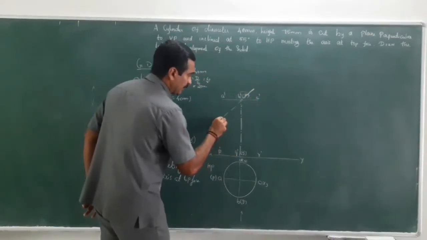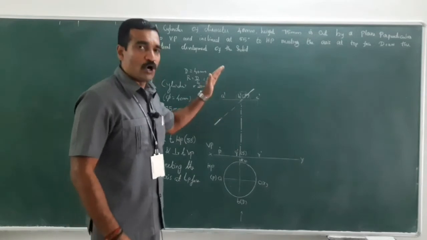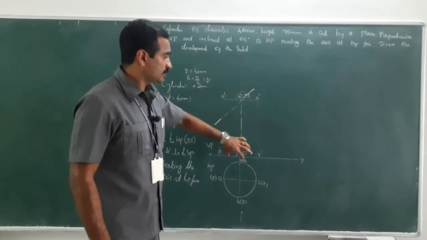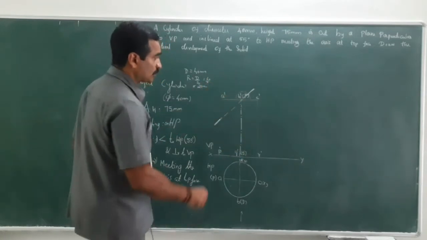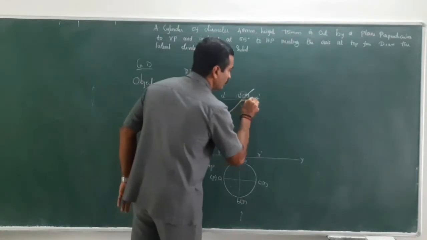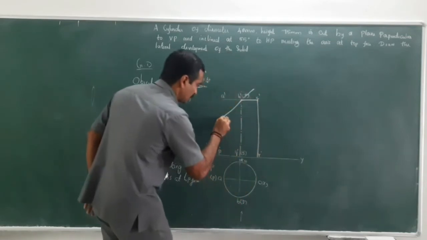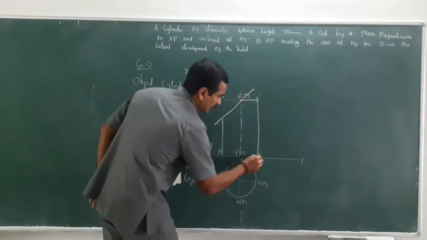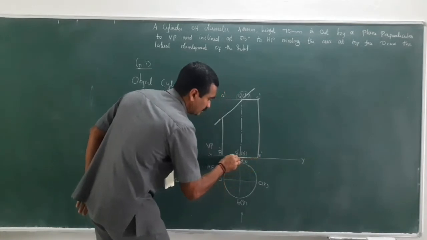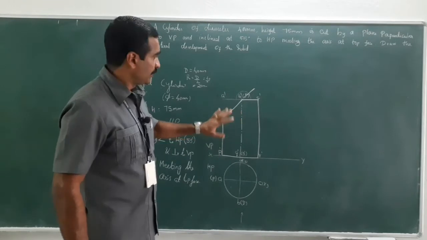Cutting plane should be drawn in this manner. So this is the removed portion and this is the remained portion. The remained portion, the outline or the object line, should be drawn as dark. Clear?